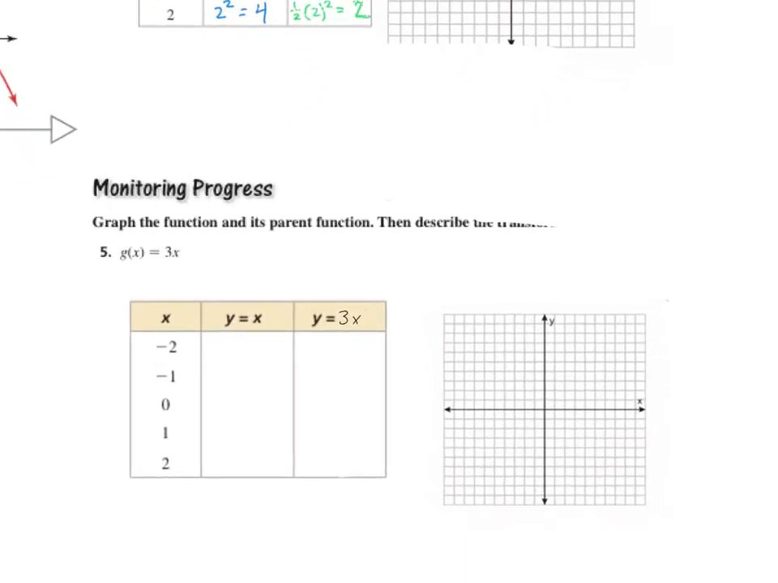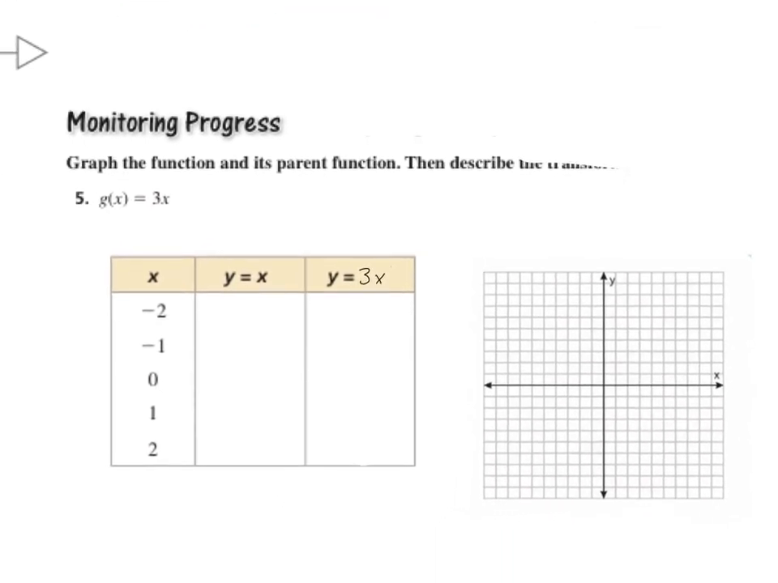Let's take a look at the last example on this page. So we have 3 times x, so we know our parent function is going to just be x. So this graph is going to be what type of graph? What family does this graph belong to? Linear. So this is going to be a line, a straight line.